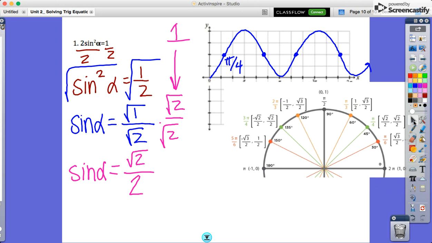So I'm realizing at this point that I did something kind of illegal in algebra. When I take the square root of something, is my answer always positive? No, it can be positive or negative. So I'm just going to go back. When I took the square root here, it should have been plus or minus at this step, which means that this sine alpha should be plus or minus radical 2 over 2.